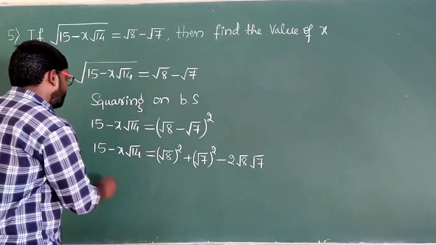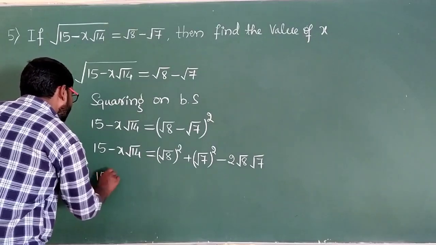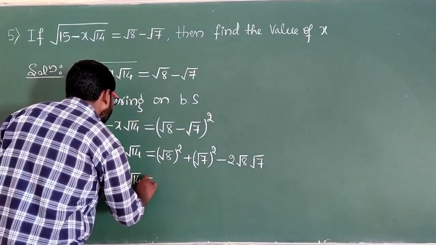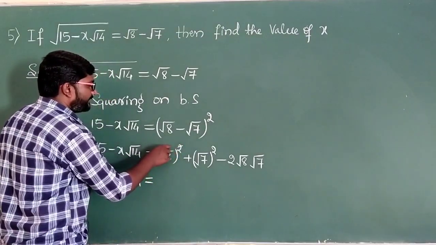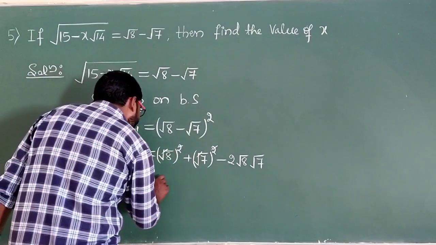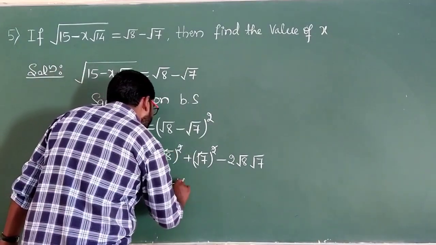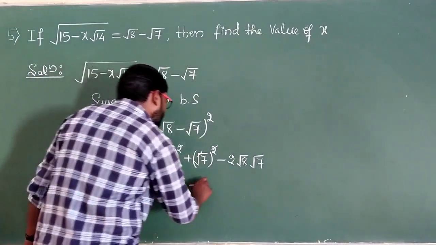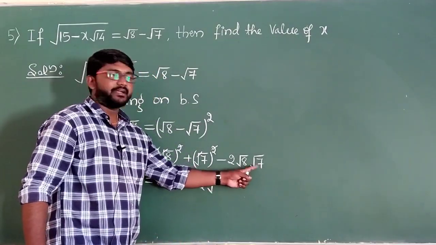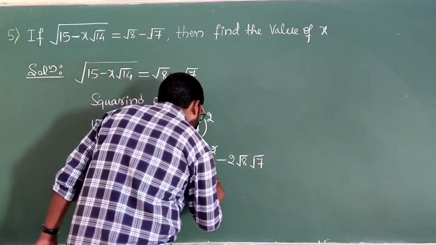Let us simplify this further. 15 minus x times root 14 equals, square and root get cancelled. We have 8 plus 7 minus 2 times square root of, these two will be multiplied, 8 into 7 will give us 56.